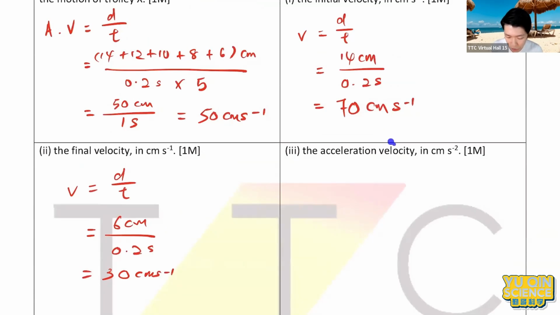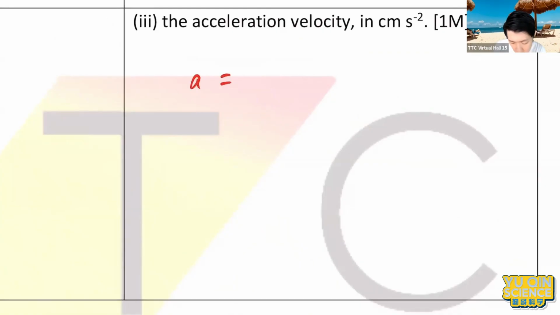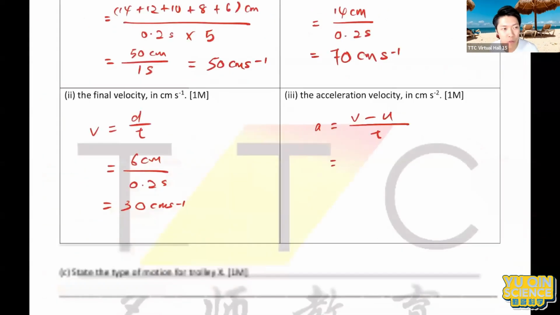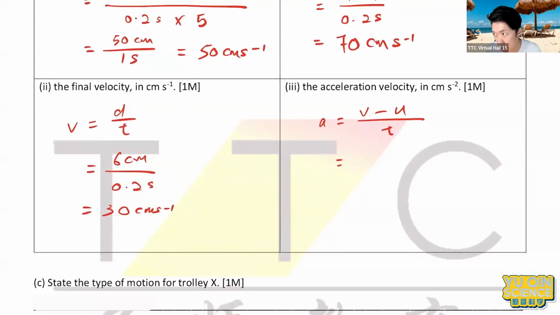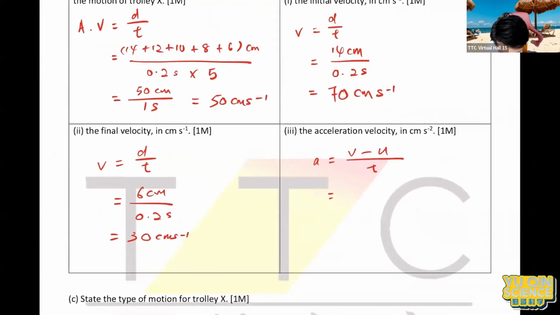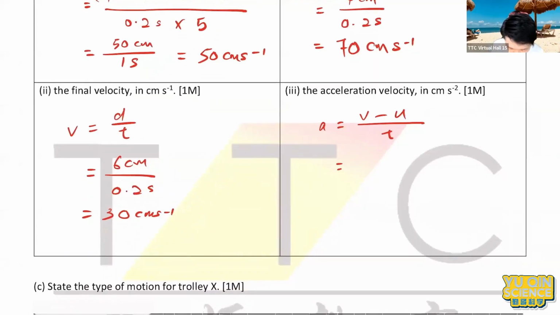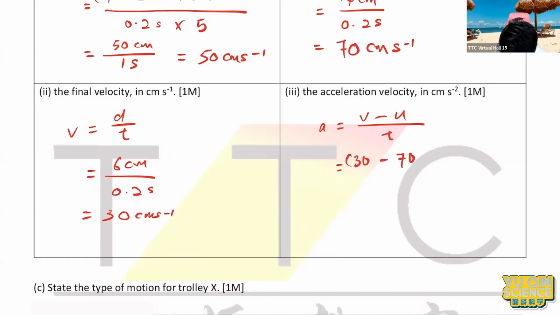Okay, finally, we have acceleration. Acceleration formula: a equals v minus u over total time. V stands for final velocity, u stands for initial velocity, t stands for time. So final minus initial. Final is here, 30. So everybody, 30 minus 70 cm s^-1 over total time.